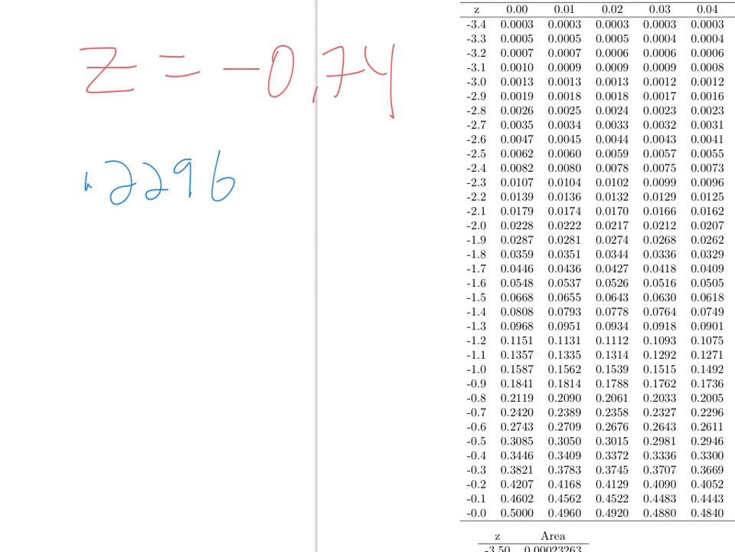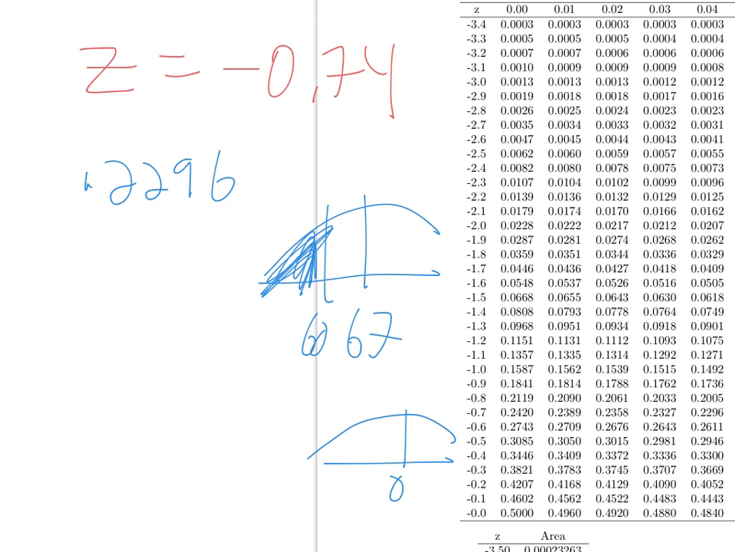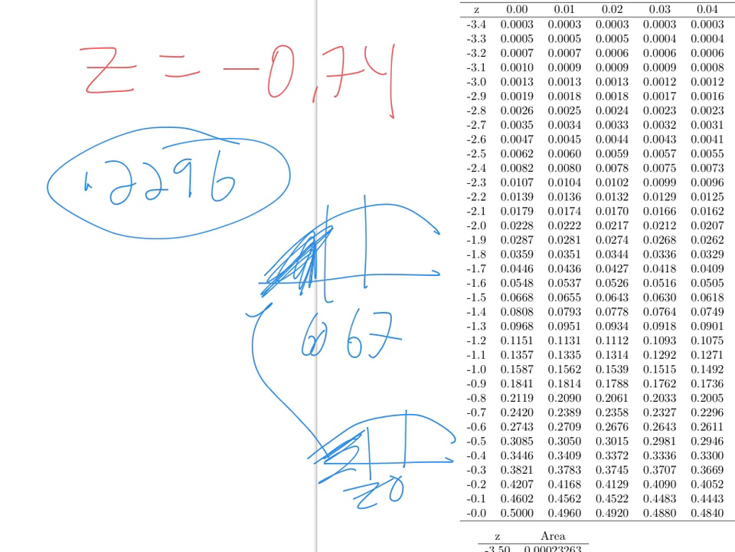0.2296. Because when I made my sketch, I've got the $67,000 figure there and my $60,000 figure there, and I want the area to the left. These tables always give us the area to the left. So that is the exact answer. We don't have to do any subtraction to get it. We could check with normal CDF, but I know I'm right.